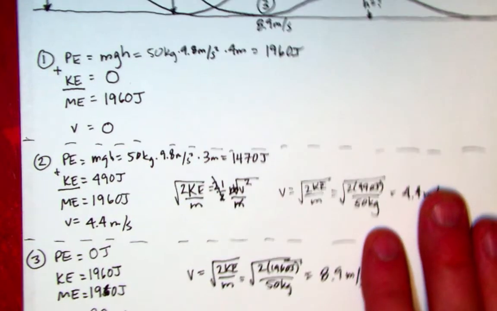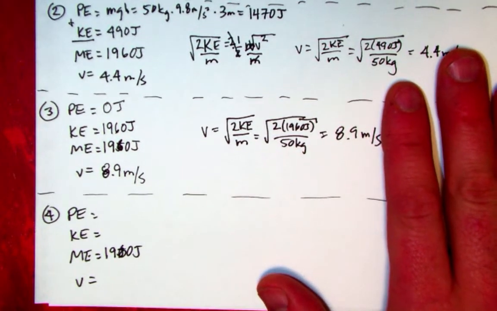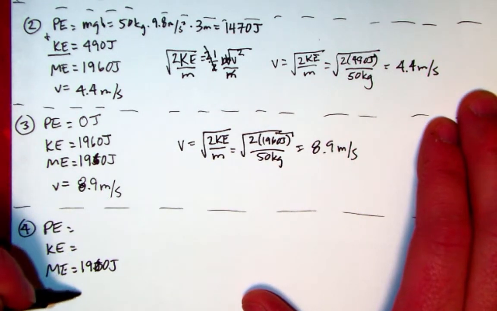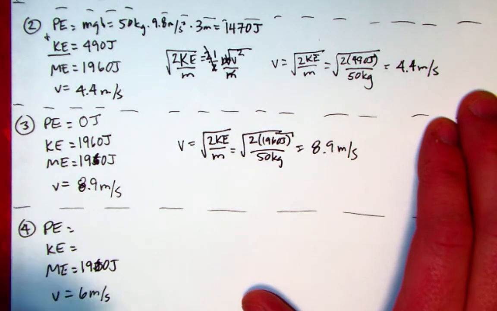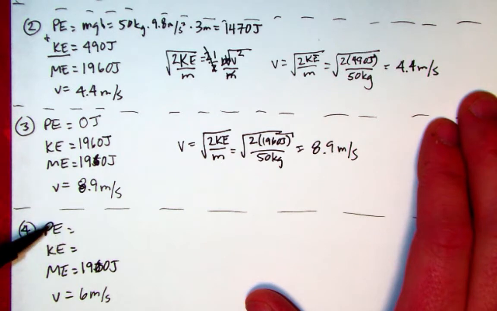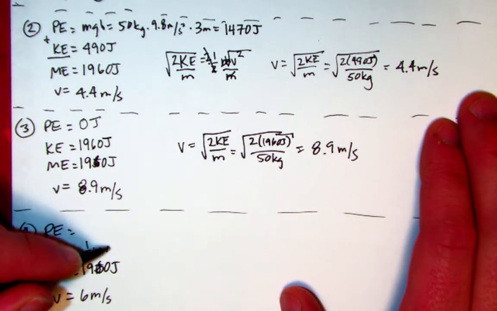All right, now the last thing we want to find is the height here at position 4. And we're going to do that again by using our conservation of energy concepts. So in this case, we start out knowing what the velocity is. It's 6 meters per second. In order to find the height, I'm going to have to know the potential energy because that's the only kind of energy that involves the height. In order to find the potential energy, though, I need to know the kinetic energy, and I can find that from knowing the velocity. And so kinetic energy, again, equals 1/2 mv squared.